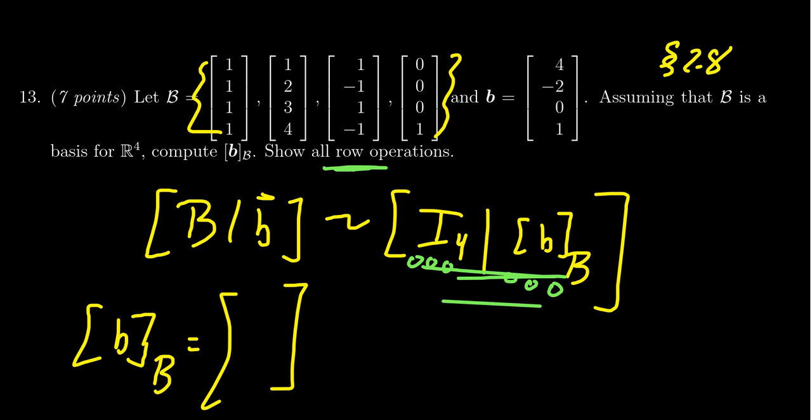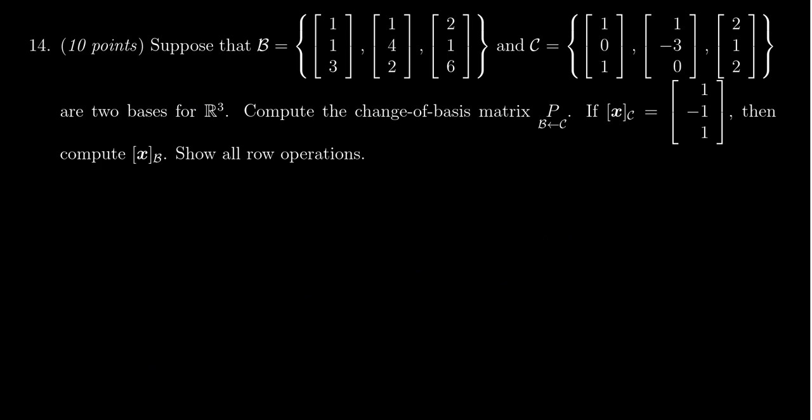All right, question number 14. This is the last page. Question number 14 is very similar to question number 13 in that this will come from 2.8, about change of coordinates. I'm going to ask you to compute the change of basis matrix. So you have a basis and a basis. So we have two bases, and this is the case for R3. And we want to compute the change of basis matrix. So there's going to be two parts to this question.